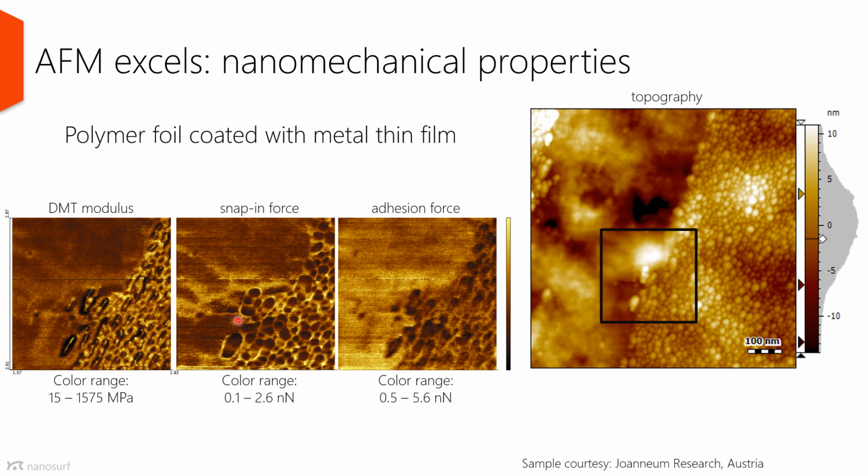So here is another example. It's a polymer foil coated with a metal thin film. In this example, we can see that in the same region we can compare different nanomechanical properties, and we can analyze how these nanomechanical properties correlate with each other and with the topography.